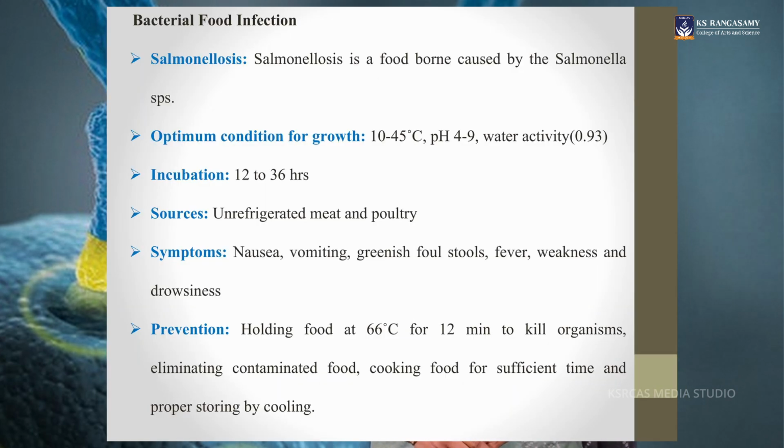Next, coming to the bacterial infections. The example is salmonellosis. Salmonellosis is a foodborne disease mainly caused by Salmonella species. The optimum growth condition for the Salmonella organism is 45 degrees Celsius and the pH is between 4 to 9, and the incubation time is 36 hours.